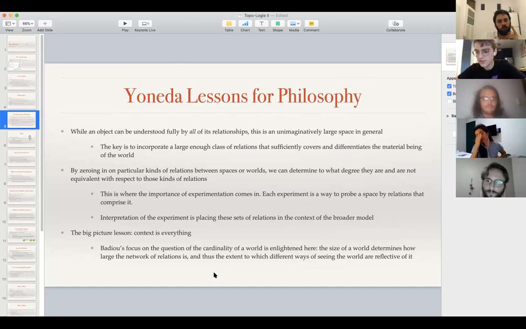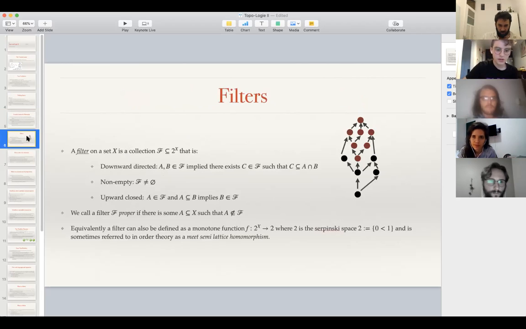Any questions on this Yoneda stuff though? Anything else before I keep going? Before we get to filters? Okay. It's much clearer for me now. Yeah. Good. Okay, filters.